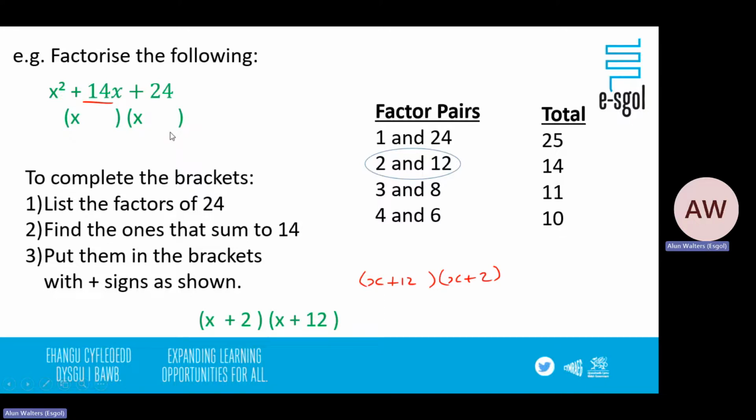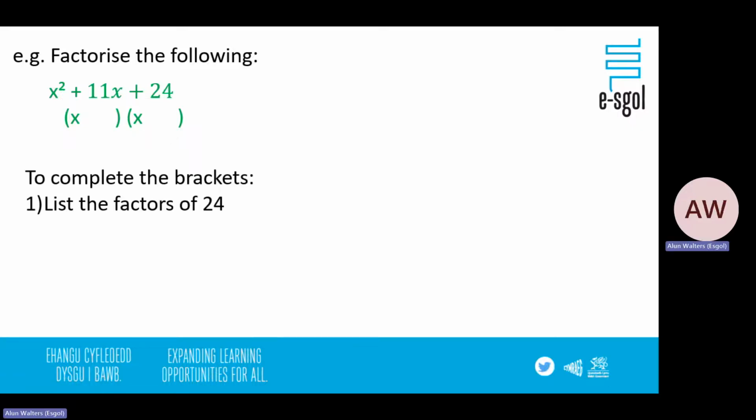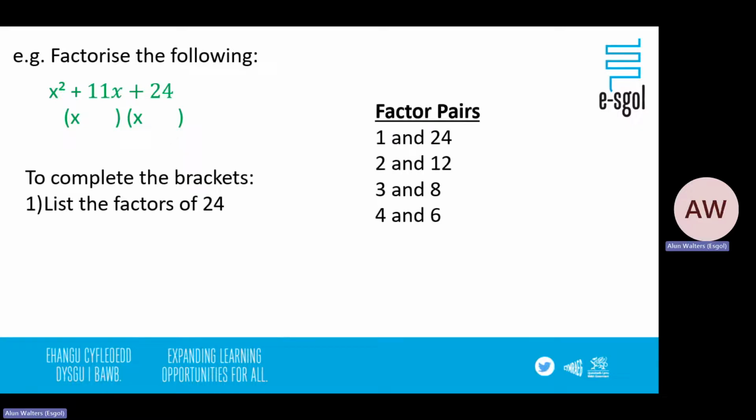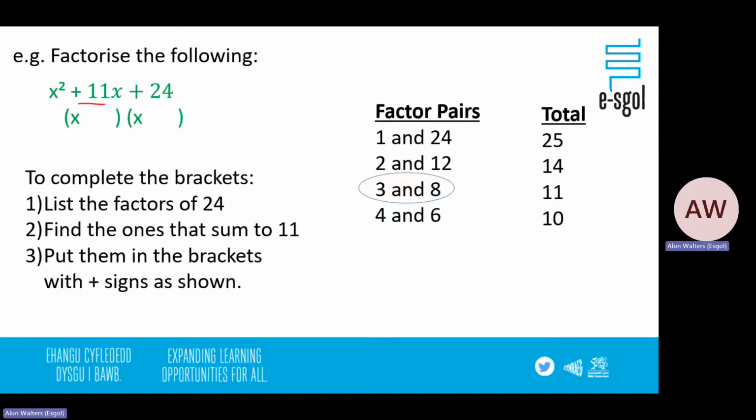Okay, last example. Same set of factor pairs to give you 24, but now we want a sum of 11 because there's a plus 11 there. So the ones we're going to use are the 3 and the 8. You add up the 3 and the 8 to give you 11. So x plus 3, x plus 8, or you could say x plus 8, x plus 3.